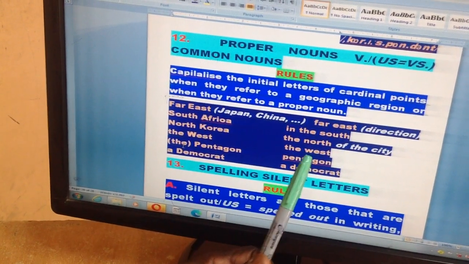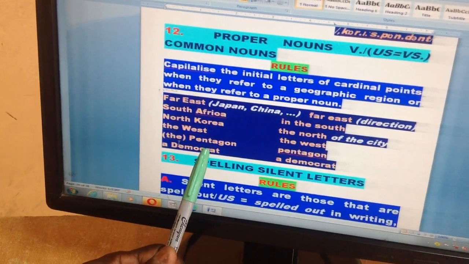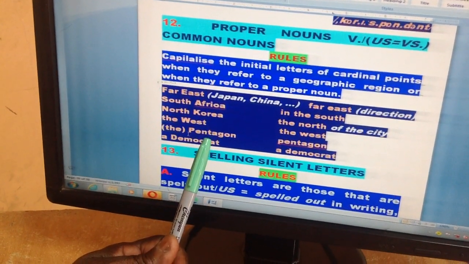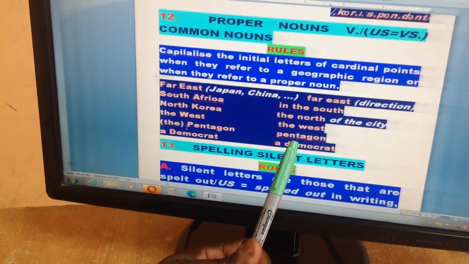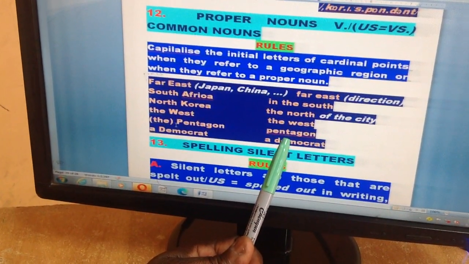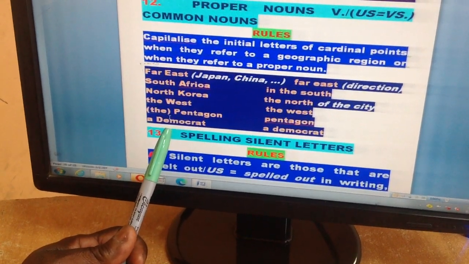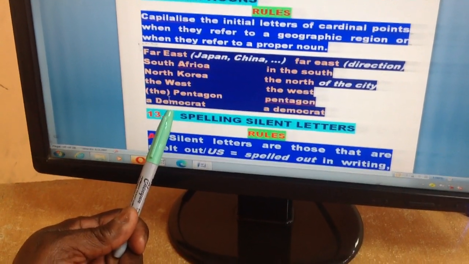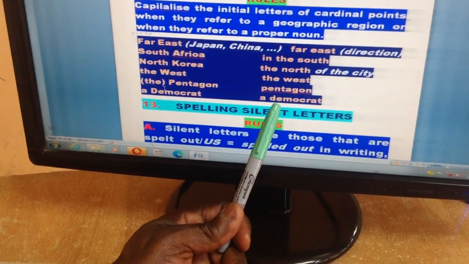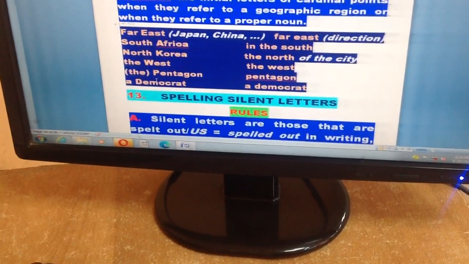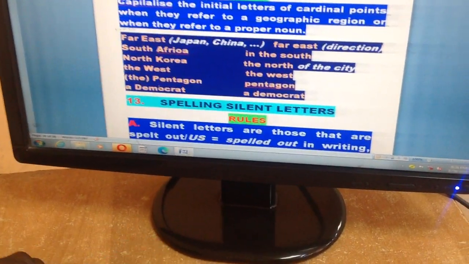This is the direction. Pentagon, this is the headquarters, the military headquarters for the United States, superpower America. And then this is a 5-sided figure, Pentagon, same sound. But look at the spelling. A Democrat is a member of the Democratic Party only in America. A democrat is any person who believes in democracy. So how we write affects the meaning. We are not free to do as we please.